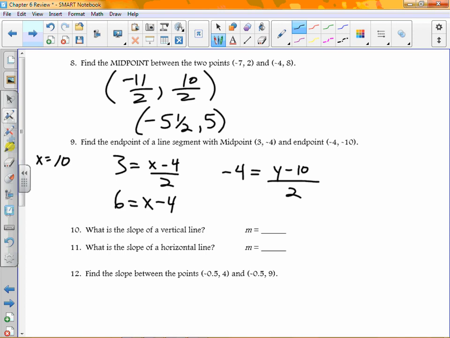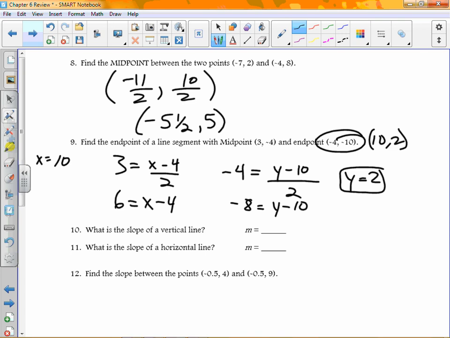Here, negative 8 equals y minus 10. Add 10, and you get y equals 2. If y is 2, 2 plus negative 10 is negative 8. Negative 8 divided by 2 is, look, negative 4. Guys, it works. This endpoint right here and the endpoint 2, 10 gives you 3, negative 4 as its midpoint.